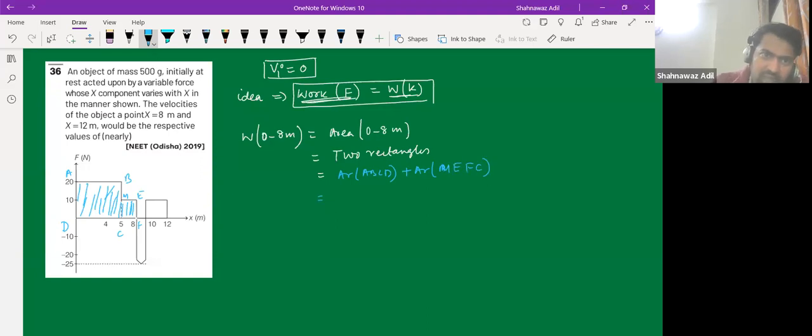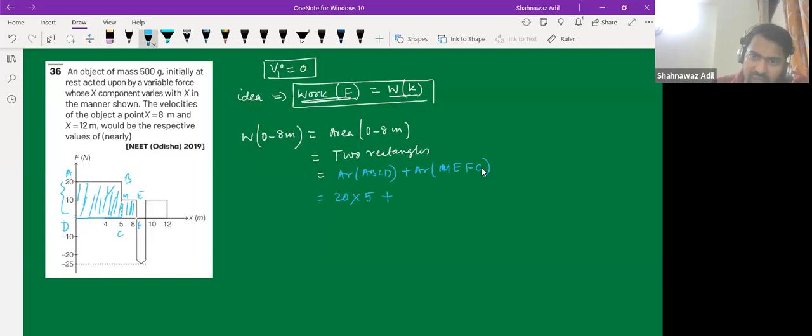So area of ABCD is length into breadth. Length is this thing, right? So what is the length in here? If this is breadth, this is the length. So what is from here to 20, right? That is 20 into this length. That is 5. Good.